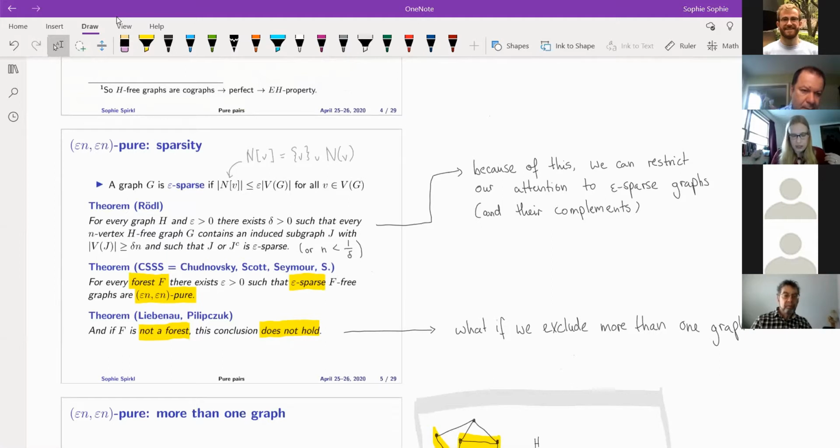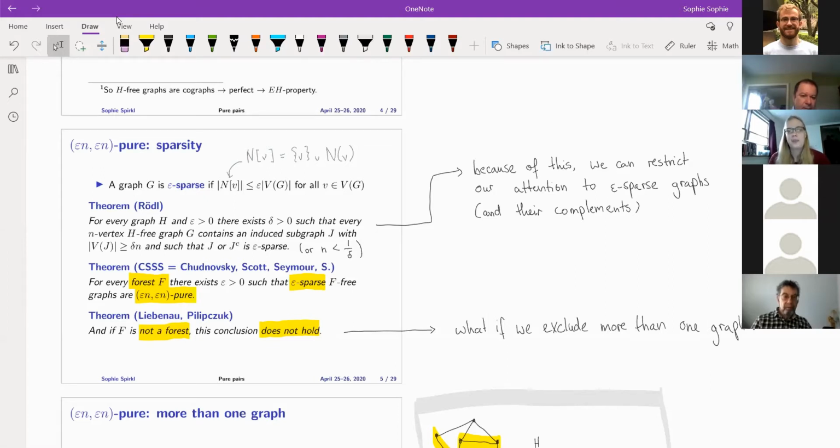So let's try to exclude a graph and its complement. And in order to go in that direction, we're going to use a nice theorem of Rödl, which says we can basically restrict our attention to sparse graphs. So let me say what we're doing more slowly. Let's call the graph epsilon sparse if for every vertex, that vertex and its neighbors is at most an epsilon fraction of the whole vertex set. The reason we count the vertex itself is just because this tells us that epsilon sparse graphs are also kind of big. They have at least 1 over epsilon vertices.